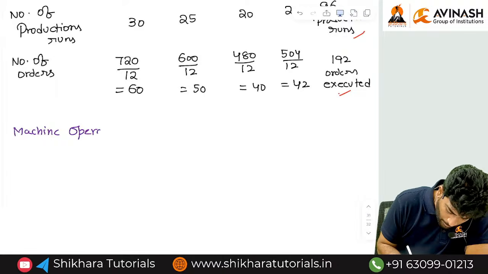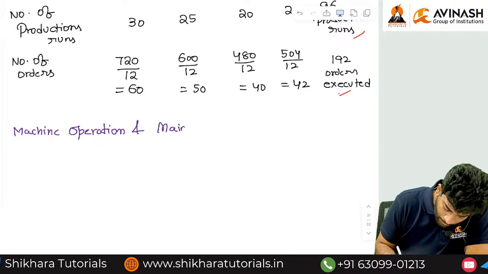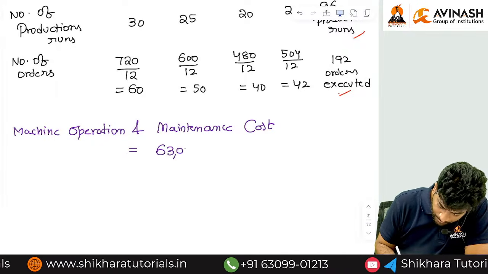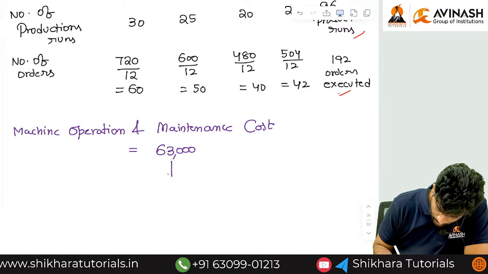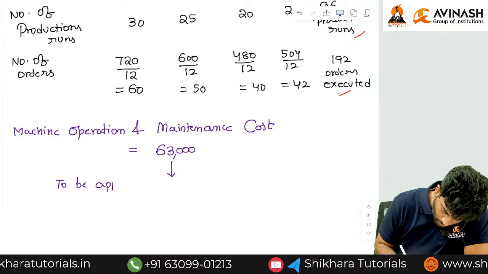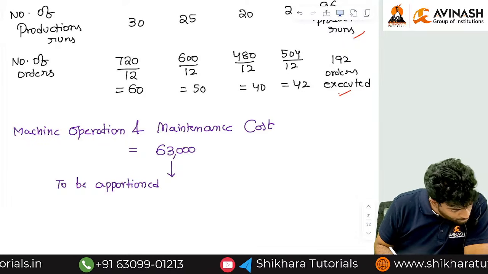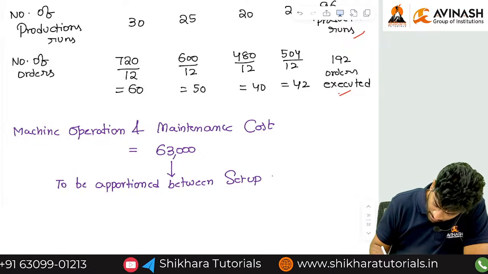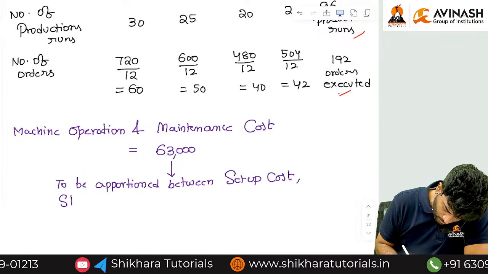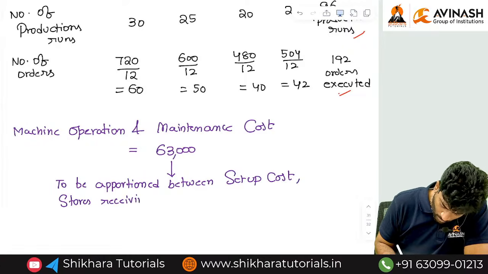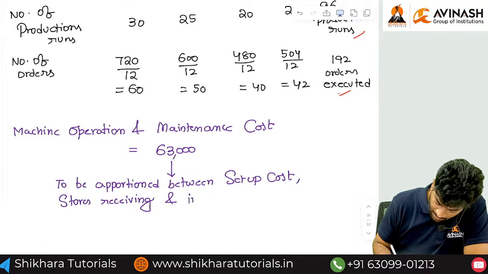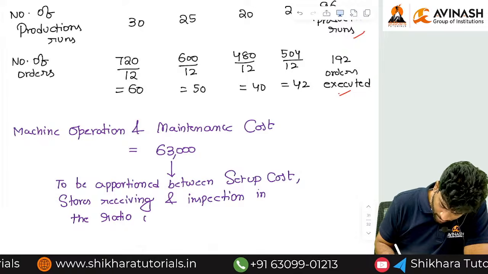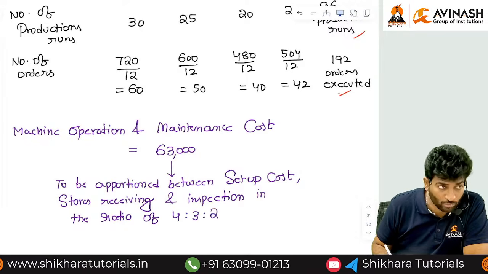Machine operation and maintenance cost. How much? 3,000, to be apportioned in setup cost, stores receiving, and inspection.